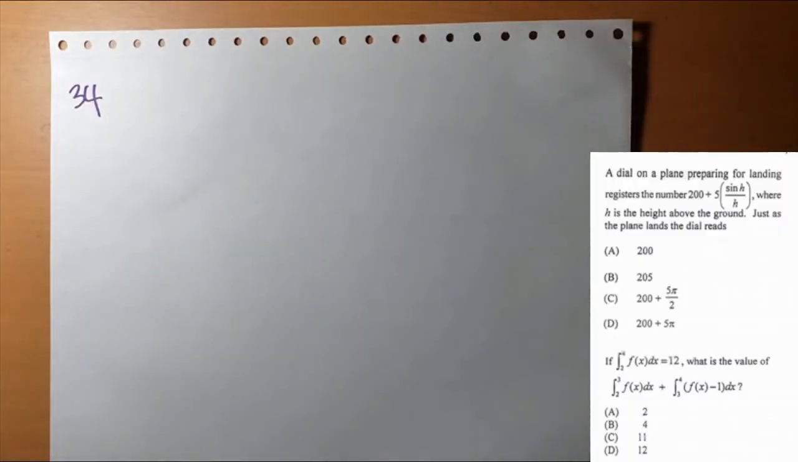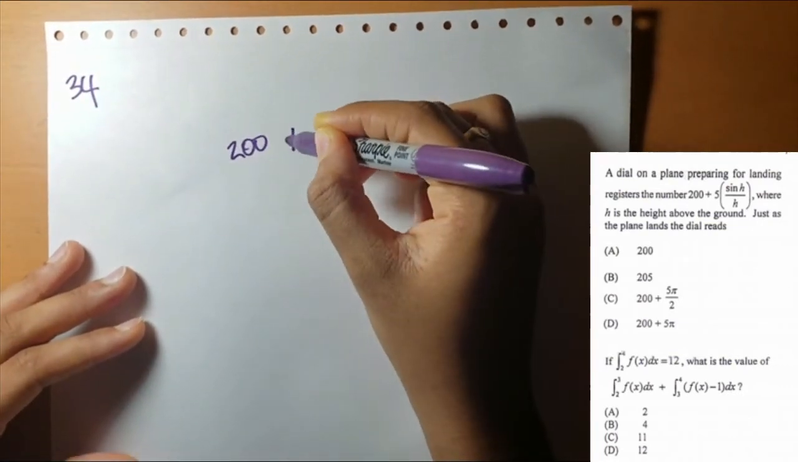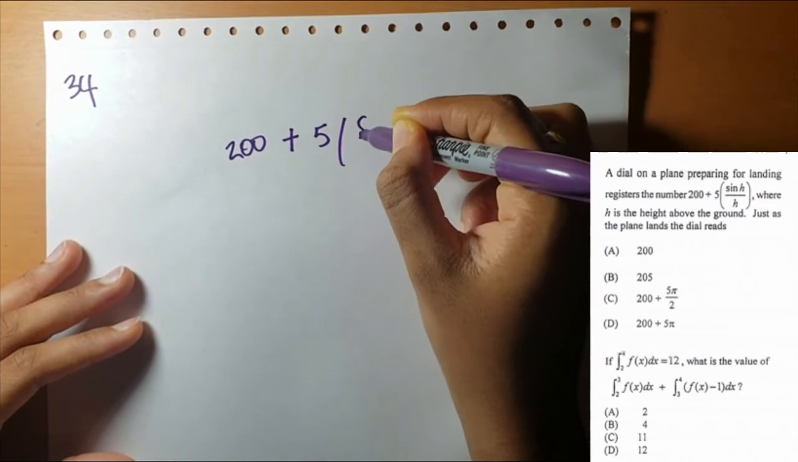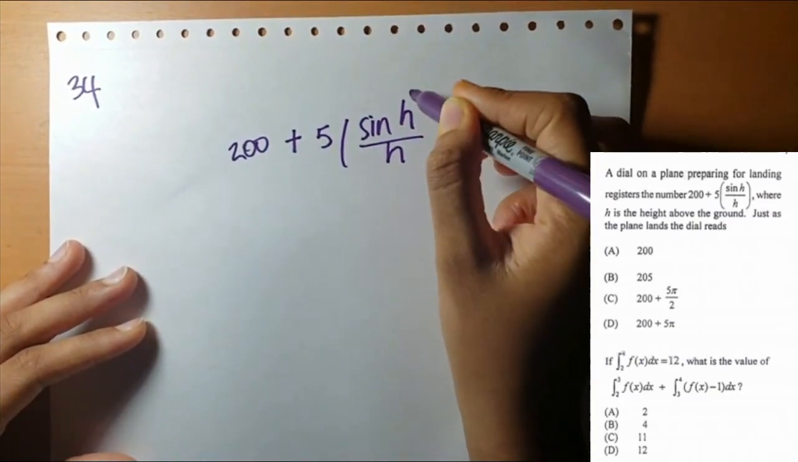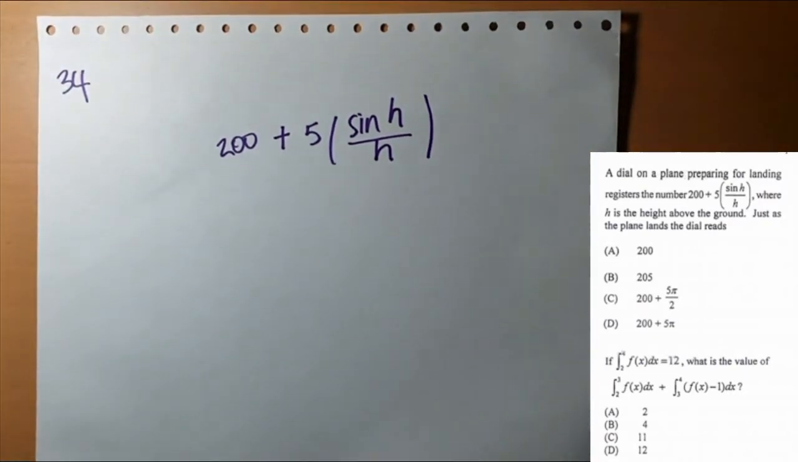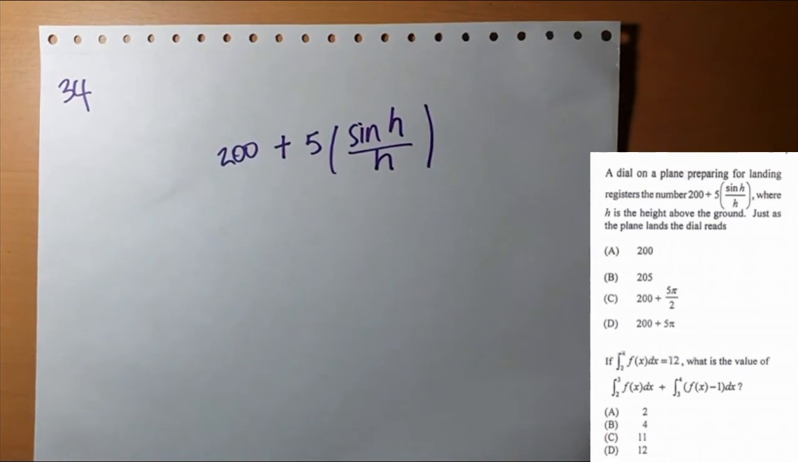So 34 is a long-ish problem because it has a lot of words and not that many numbers, so you might get scared and say, oh, it's maths and whatever. It says that a dial on a plane preparing for landing registers the number 200 plus 5 sine h over h, where h is the height above the ground. Just as the plane lands, the dial reads. So basically, as the plane is landing, height is approaching 0.